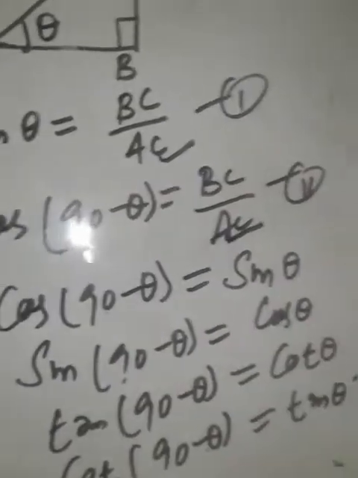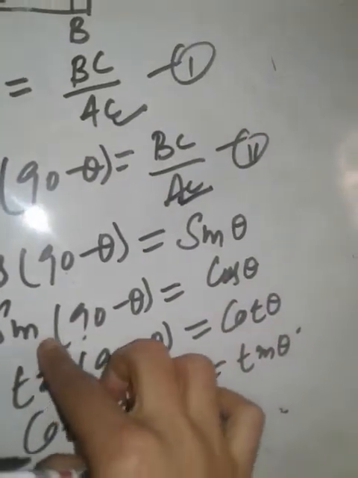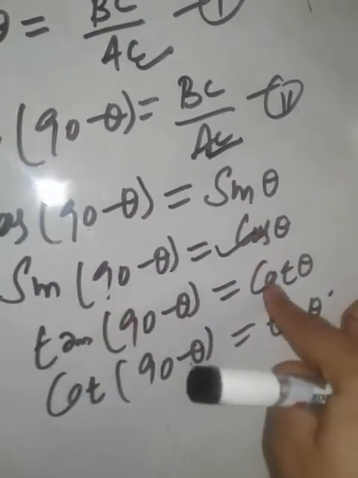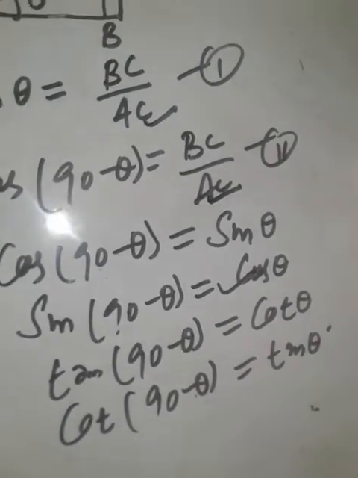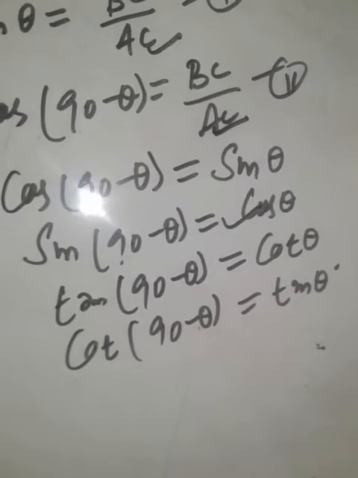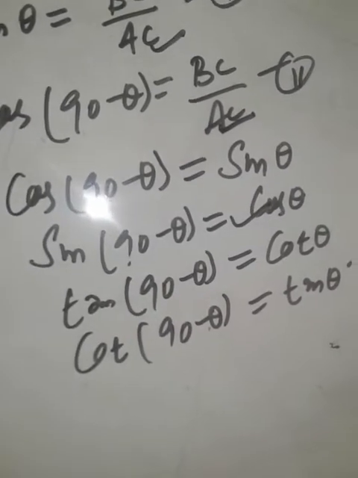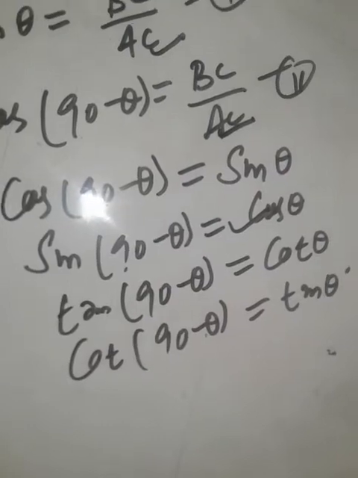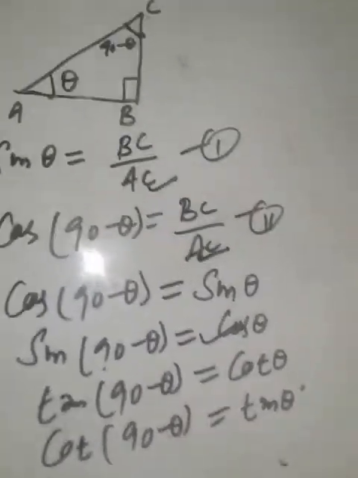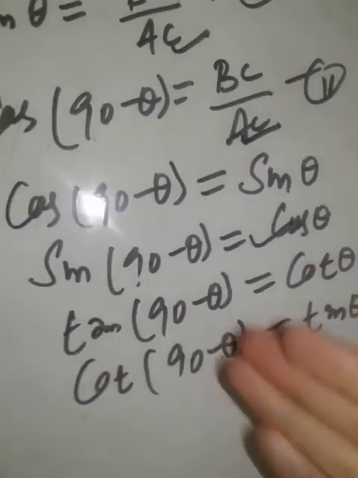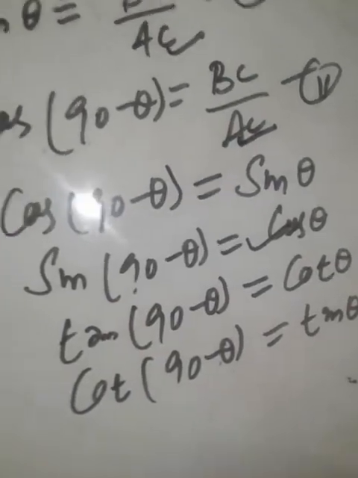So you have to remember that sine gets converted into cos, cos gets converted into sine, tan gets converted into cot, and cot gets converted into tan. So remember that sin 90 minus theta is cos theta and cos 90 minus theta is sin theta. Similarly, you have to remember each conversion of each trigonometric ratio. Now we will do some questions related to trigonometric ratios of complementary angles. Before that, pause the video to note it down.